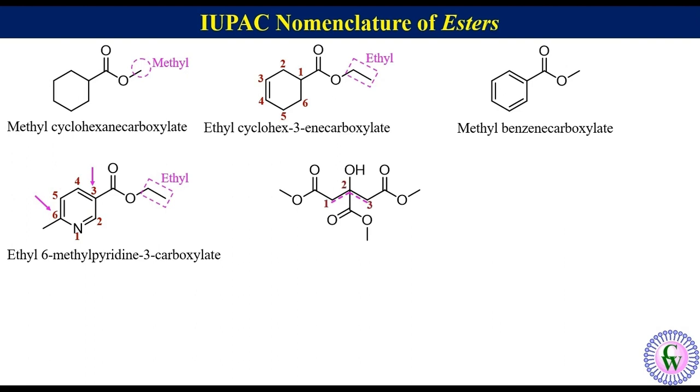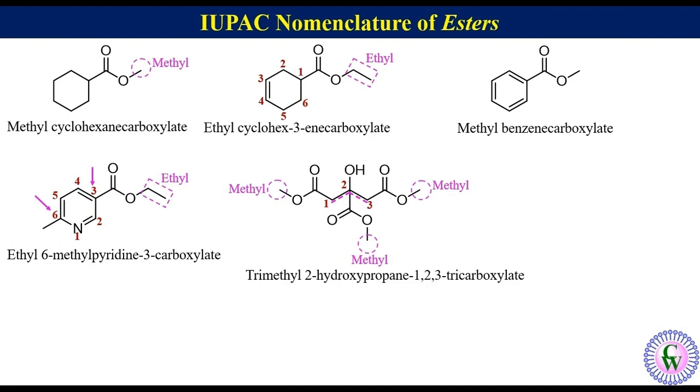The parent chain is propane with a hydroxy group at C2 and 3 esters, 1 at each carbon atom. R primes are methyl, thus the IUPAC name will be trimethyl 2-hydroxypropane-1,2,3-tricarboxylate. That's all in this video.